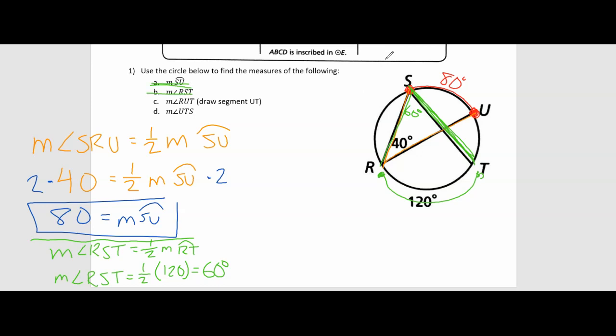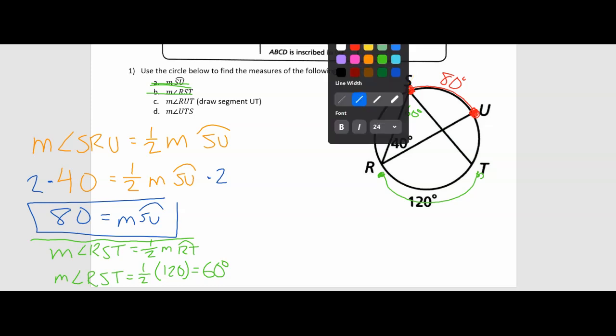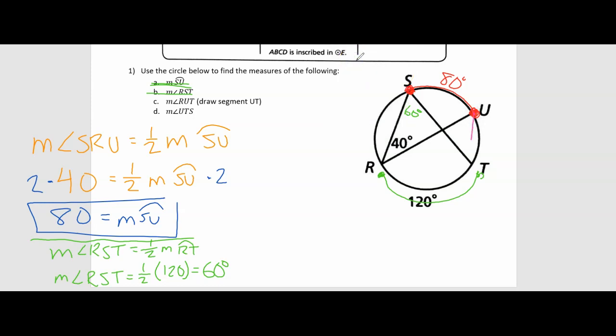Now we need to figure out the measurement of angle RUT. RUT. I'm going to have to draw in a segment here. I'm going to get rid of that green angle. Actually, I'm going to get rid of everything right now that I don't need. So we've got RUT. We have to draw this segment in. Oh, look at that. It has the same intercepted arc as angle RST. Right, that intercepted arc is also 120. So I'm not going to go through all the math again, but it's going to be congruent to angle RST because they have the same intercepted arc. So the measurement of angle RUT has to be equal to 60 degrees as well.